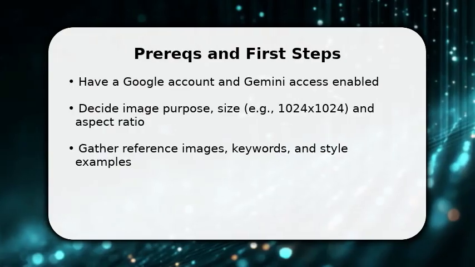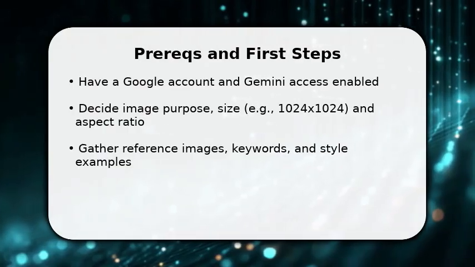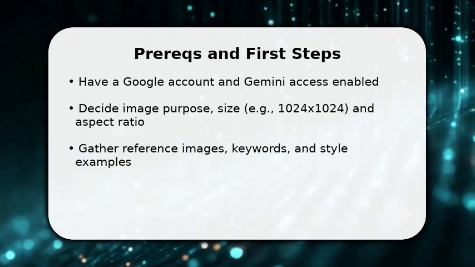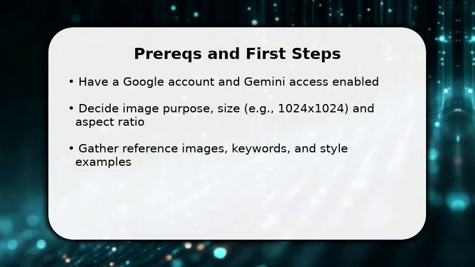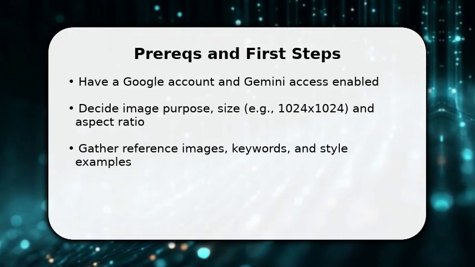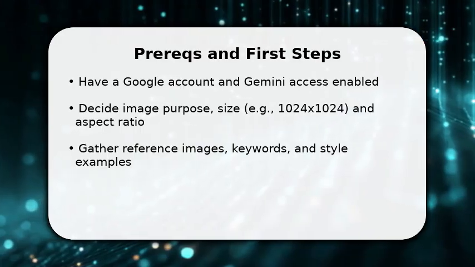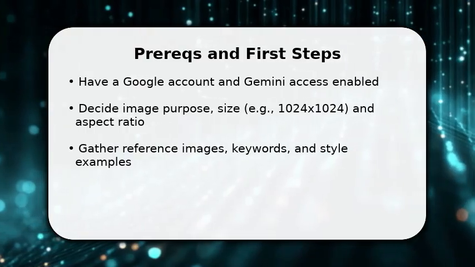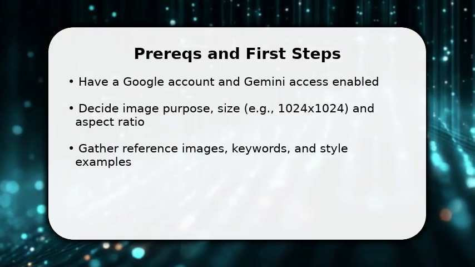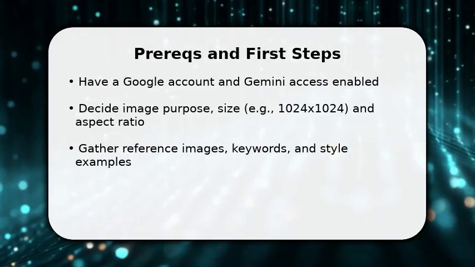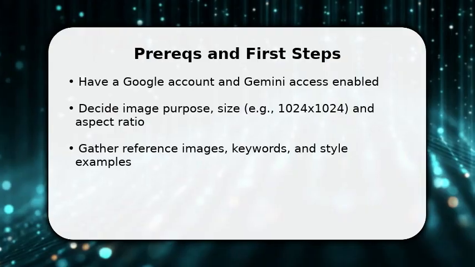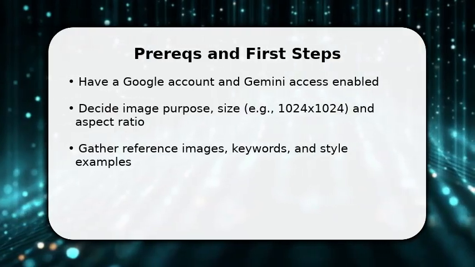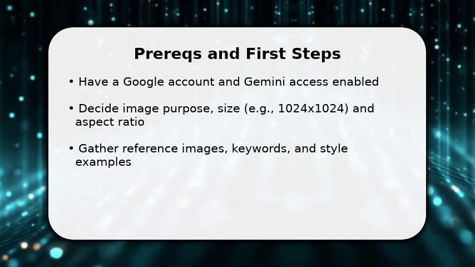You start by confirming prerequisites: a signed-in Google account and Gemini access. Next, choose the image's purpose and target size, 1024 x 1024 or 16:9, for consistent output. Once done, collect reference images and list style cues like photorealistic or painterly. These guide Gemini. Now open Gemini, select the image generation mode, and paste your prompt draft. This immediate action moves you from setup into creation.